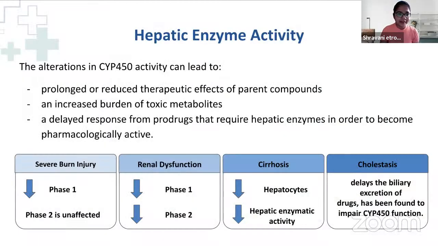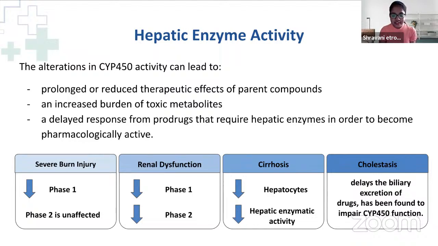And hepatic enzymatic activity. So the alterations in CYP450 enzyme, cytochrome P450. This is an enzyme which is present in phase one reactions, and alterations can lead to prolonged reduction of therapeutic effects of parent compounds and increased burden of toxic metabolites, and a delayed response from prodrugs that require hepatic enzymes. These prodrugs require such enzymes to convert into active drugs. So if there is any alteration in CYP450 enzyme, there is a delayed response from the prodrug that requires these enzymes to convert into a pharmacologically active compound.